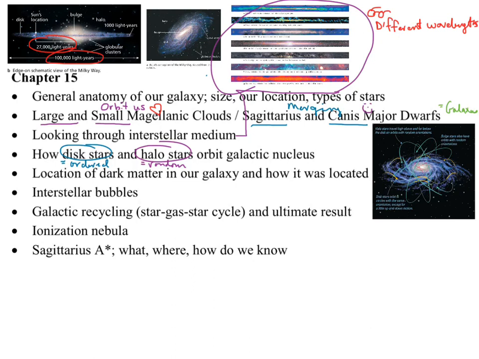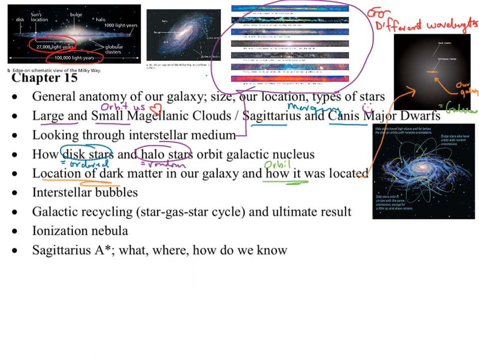Location of dark matter in our galaxy, that's a figure that we looked at just a little bit ago. That little orange thing is our galaxy, and around our galaxy, of course, the disk of our galaxy, we have some halo stuff. That's fine. But that spherical looking gray stuff, that's dark matter.